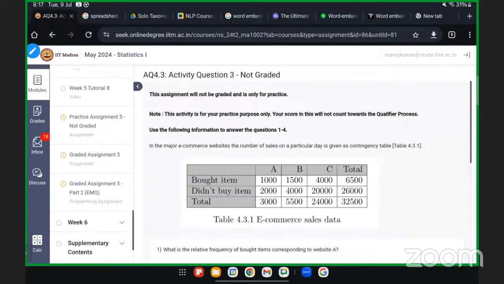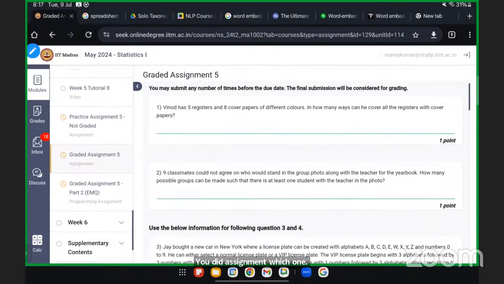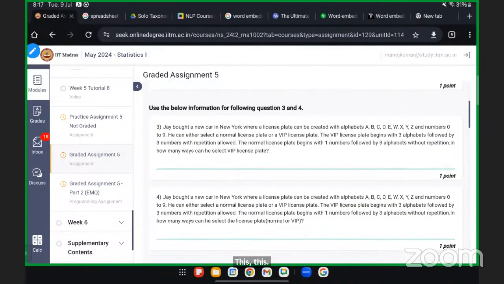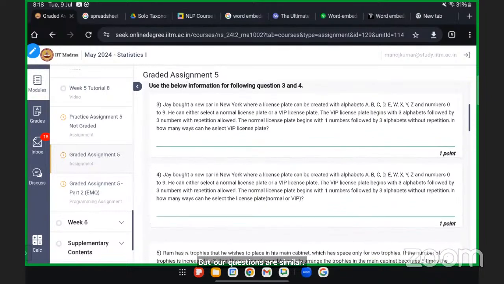Graded assignment. Which one? This one. Third and fourth. Are our questions similar or different? The information is the same, one question is different. Okay, third and fourth. Jai bought a new car in New York. The license plate can be created with this alphabet and numbers as well. Can I select a normal license plate or a VIP license plate?